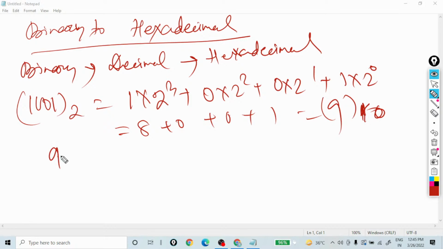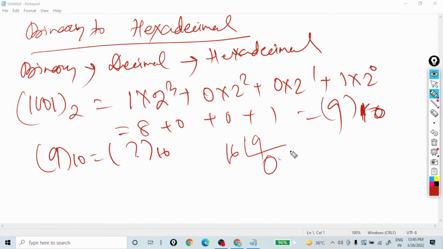So 9 decimal is equal to how much in hexadecimal? Converting decimal to hexadecimal. We have to take a bigger example here actually. Otherwise, you have to divide 9 by 16 like this, decimal to hexadecimal. Here it will be 0. So we have to take the example of another number, a big number.